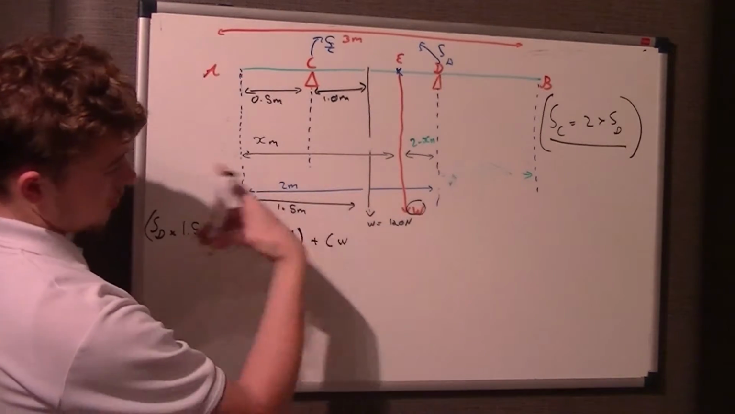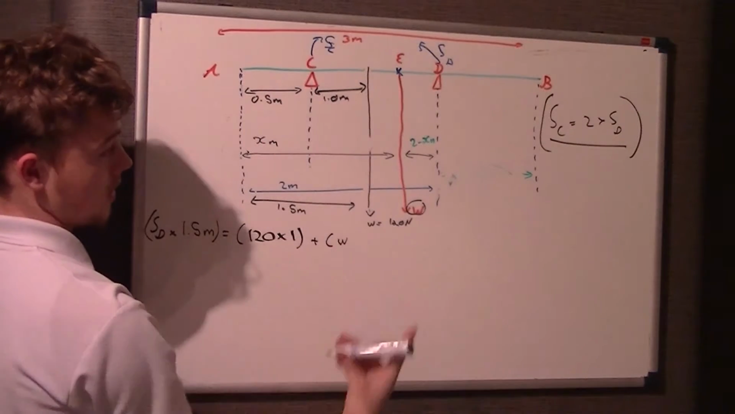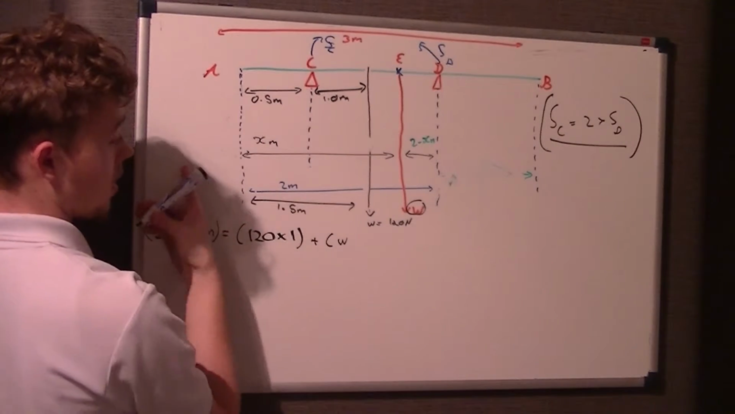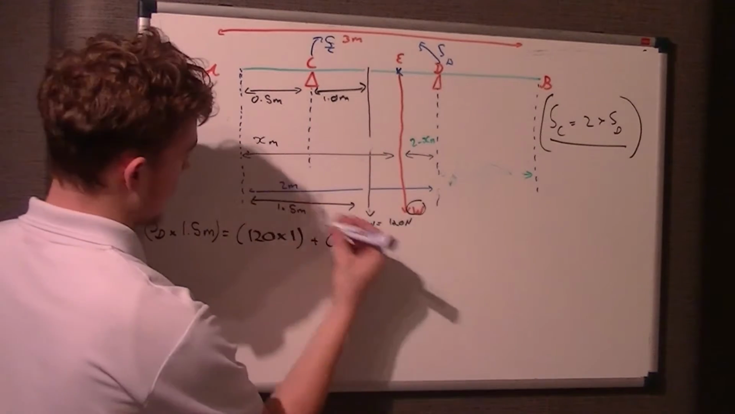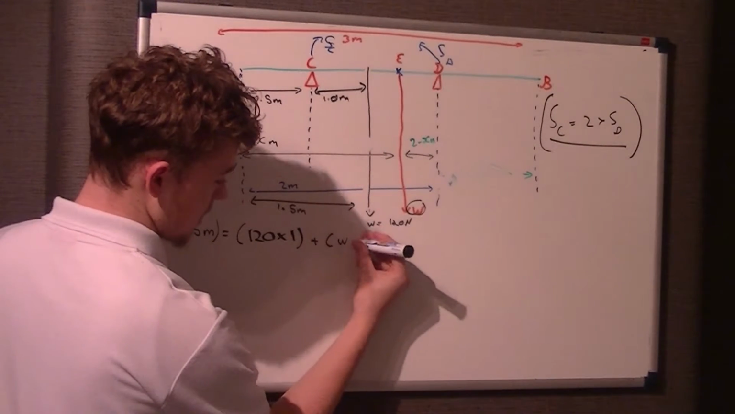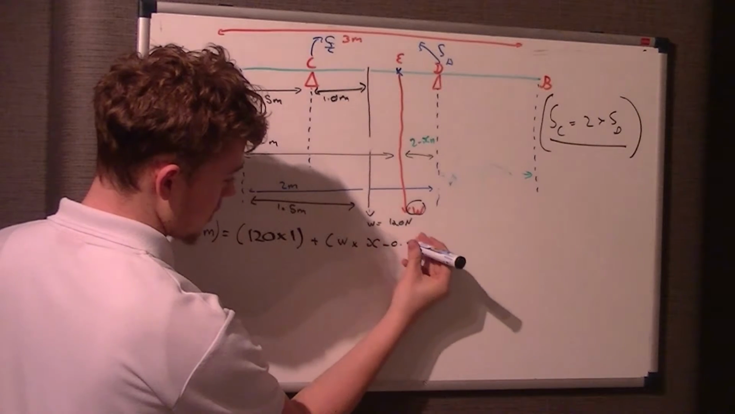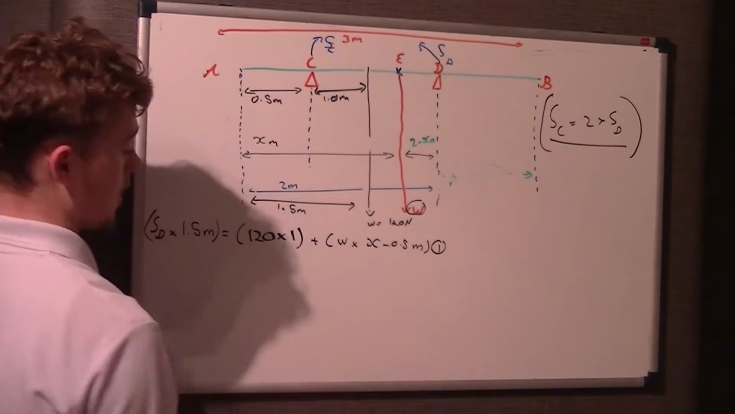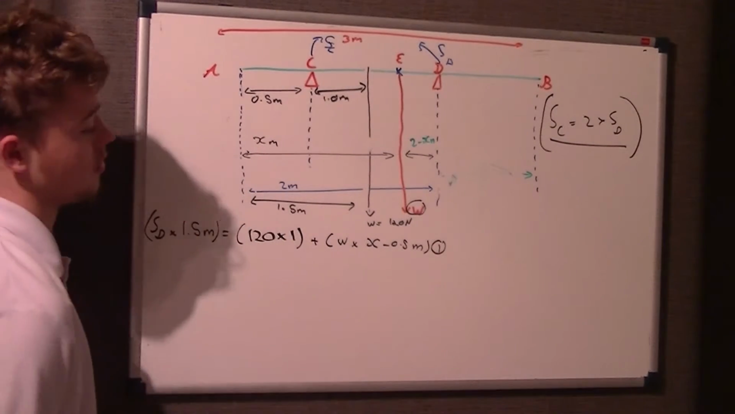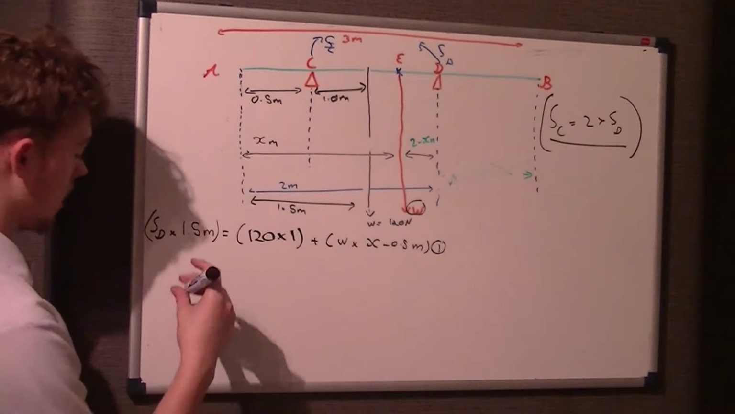Now, we don't know the distance to C straight off, but we know the distance to the start is X, and the distance to C from the start is 0.5, so it's W times X take 0.5 metres. Okay, and we'll call that equation 1. Now, you could simplify that and say that's 120 newton metres, which would be brilliant, but there's no point.